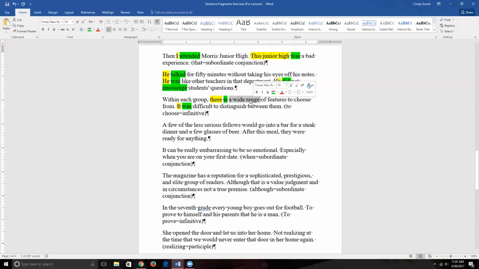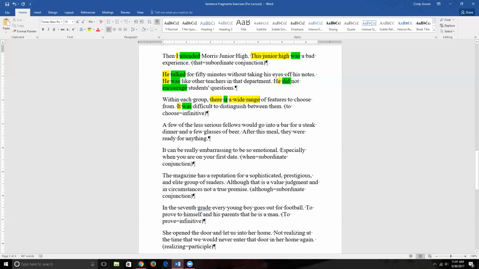So really what we're saying is a wide range of features exists or is there. So this is a reflective. So this is really, I guess you could really say this is the subject. But this is idiomatic. You can get away with this, okay? So that's one way of approaching it. So now we have a subject, and we have a verb, and we have a complete idea. Let's just read it to make sure it flows. Within each group, there is a wide range of features to choose from.